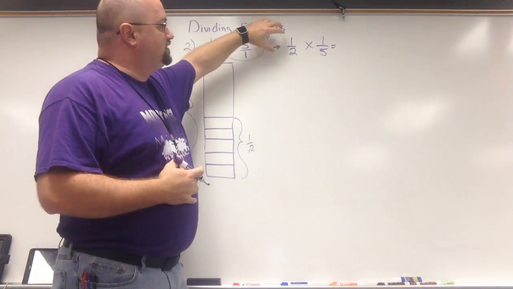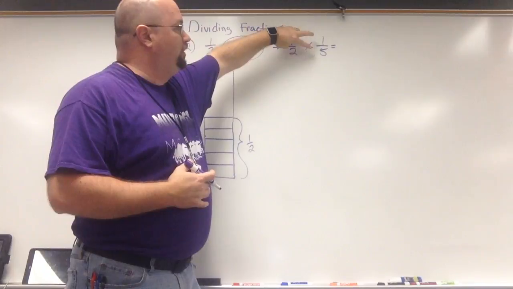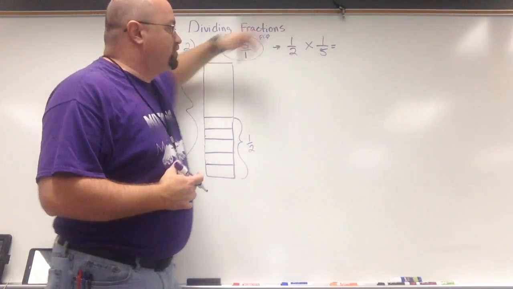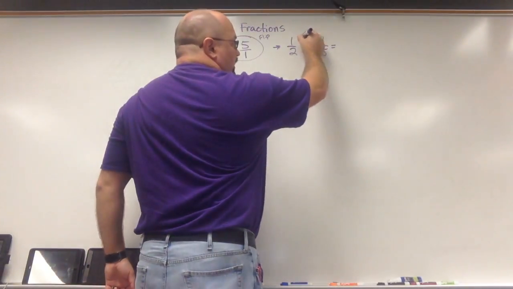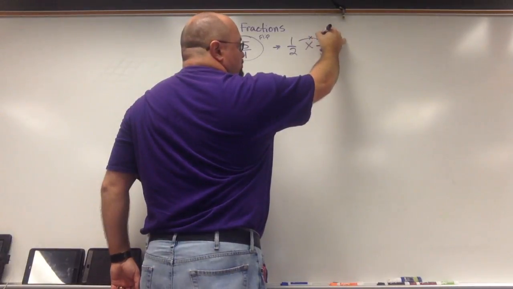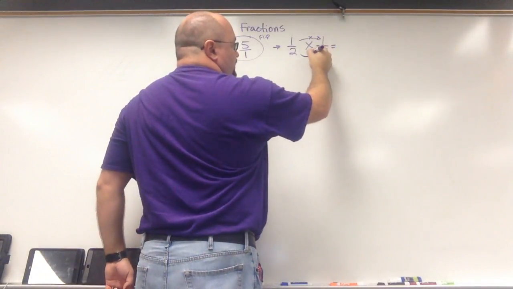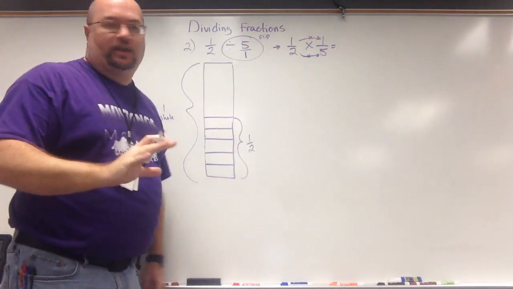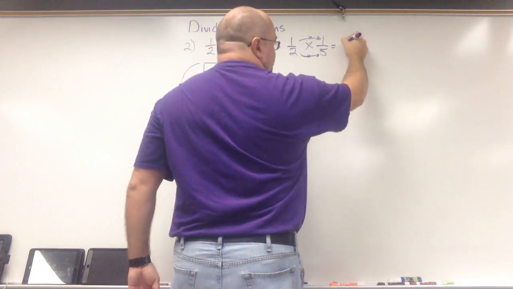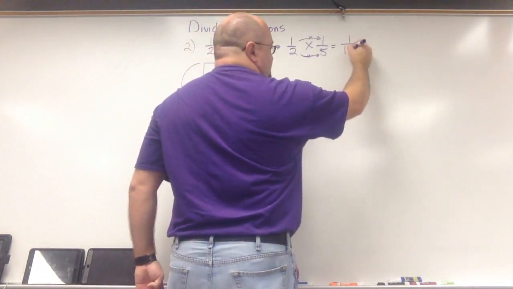The only difference is instead of this being a whole number where we just put a 1 on the bottom, now it's an actual fraction, but I do the same thing. I multiply the numerators, and I multiply the denominators. I do the same thing that I've done. So 1 times 1 gives me 1, and 2 times 5 gives me 10.